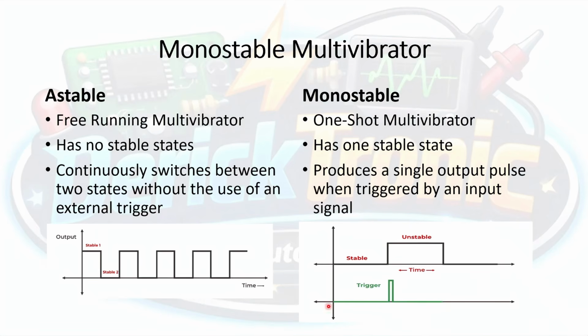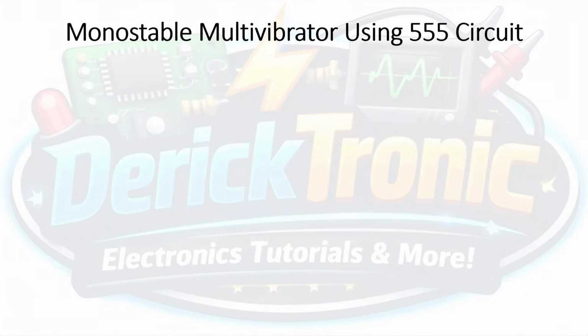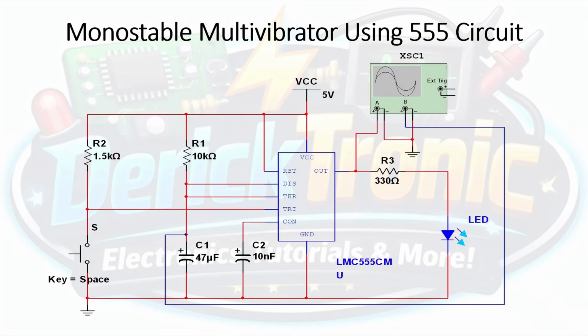This is the reason why a monostable multivibrator circuit is known as a one-shot multivibrator. The one stable state of the monostable multivibrator is the low state of the LED. The unstable state is the high state or the on state of the LED. Now, the circuit of our monostable multivibrator using a 555 timer would look like this.